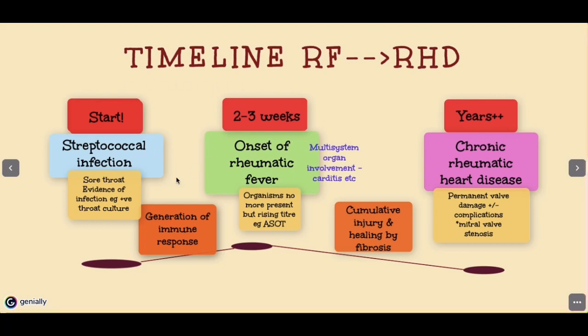So while between the streptococcal infection and the onset of rheumatic fever only takes a couple of weeks, it takes years and years before the patient develops chronic rheumatic heart disease. And this occurs via cumulative injury and healing by fibrosis, which distorts and destroys the valvular structure. So the patient has permanent valve damage with or without complications, and the most common manifestation is mitral valve stenosis.